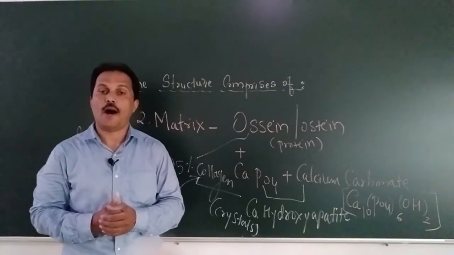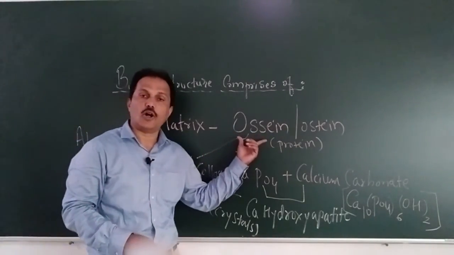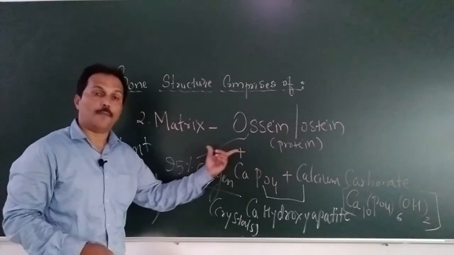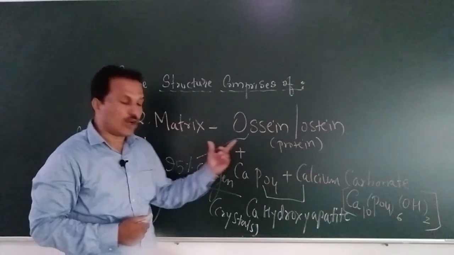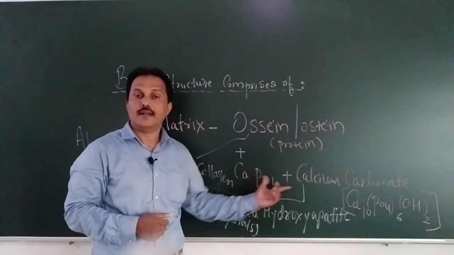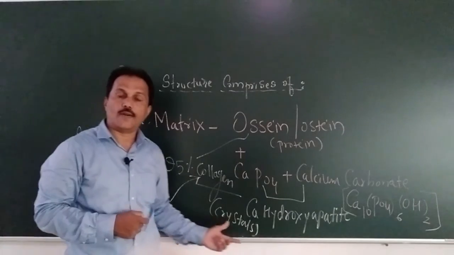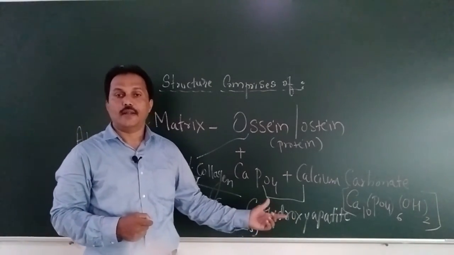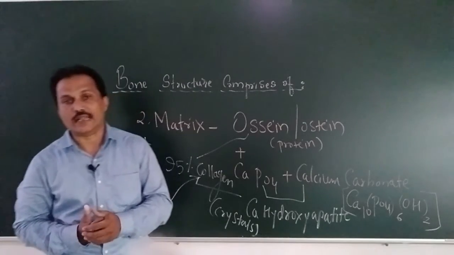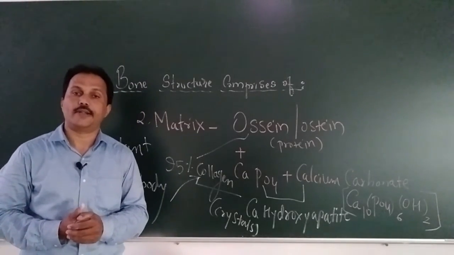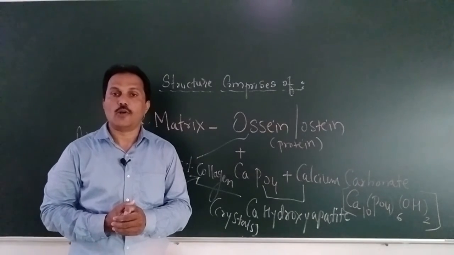It is made up of protein and salts. Proteinaceous part is nothing but ossein, which is again made up of 95% collagen fibers, plus salts, calcium phosphate in abundance and calcium carbonate, together they combine to form crystals of calcium hydroxyapatite. They are deposited on these collagen fibers to form the ossein, and that is the hardest matrix substance in the bone, and it is present in the compact bone.